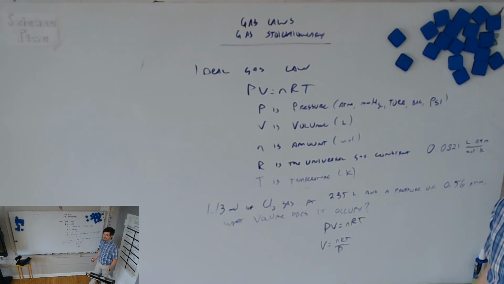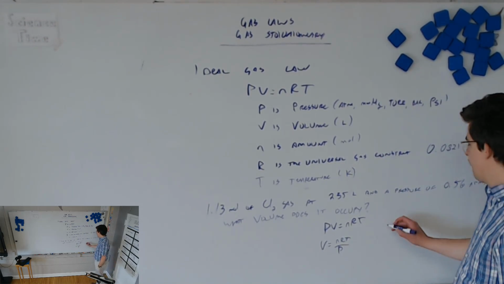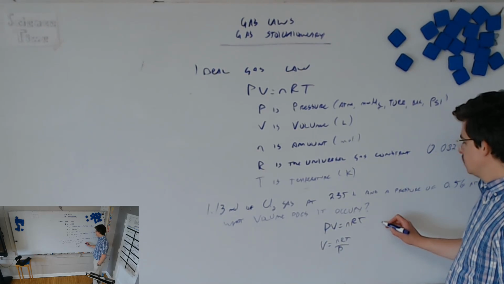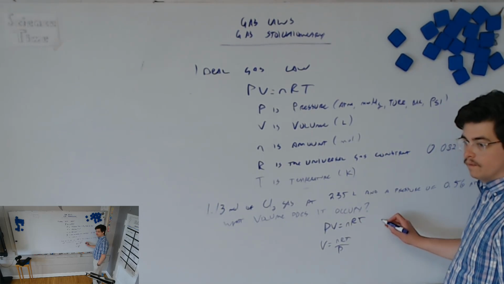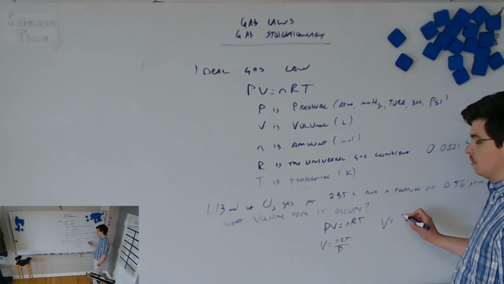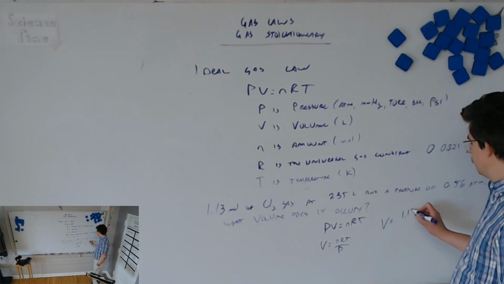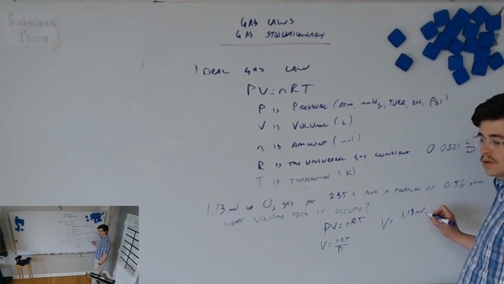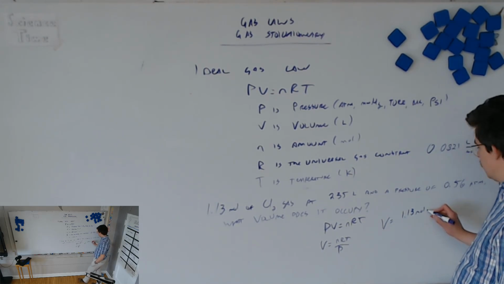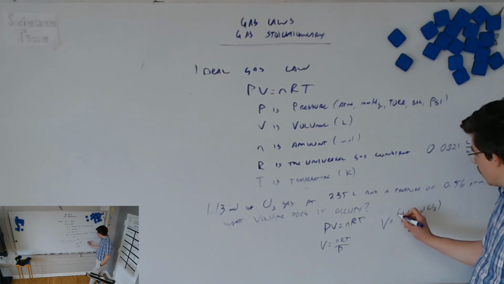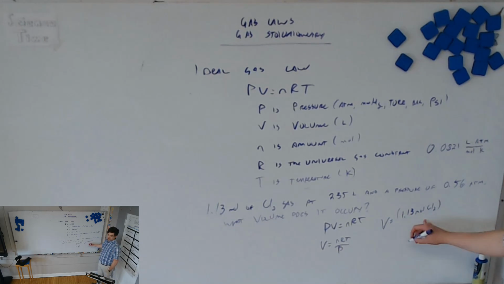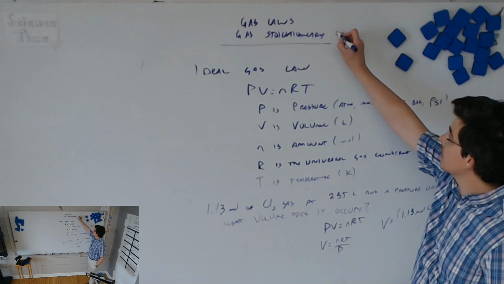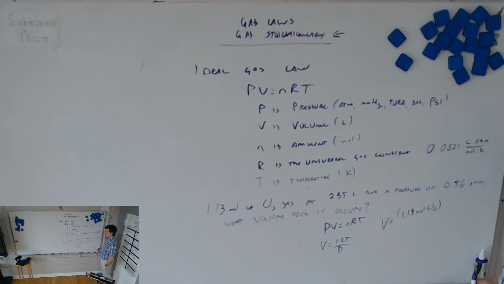Next, substitute. Tell me what's right. So V equals n, which is 1.13, so close. Make sure you have what the substance is with it, because that's going to be very important for the next thing, which is gas stoichiometry. So 1.13 moles of chlorine, that's my n.